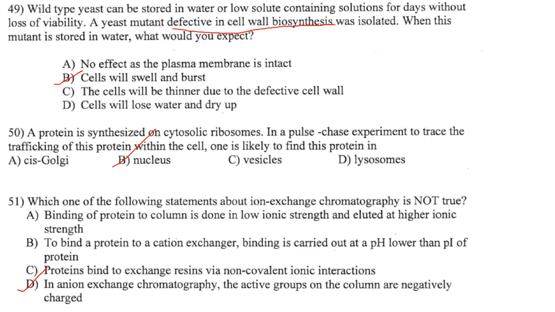Next one. Which one of the following statements about ion exchange chromatography is not true? Binding of protein to a column is done in low ionic strength and eluted at higher ionic strength. That is true. They have asked for not true. To bind a protein to a cation exchanger, binding is carried out at pH lower than the pI of the protein. That is also correct. Proteins bind to exchange resins via non-covalent ionic interactions. That is also correct. In ion exchange chromatography, the active groups on the column are negatively charged. They are not negatively charged, they are positively charged. So the incorrect statement here is option D.